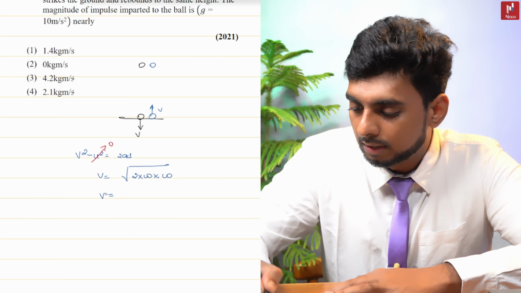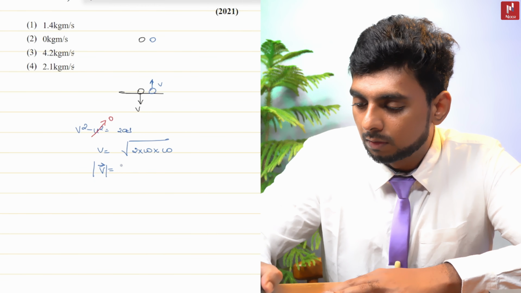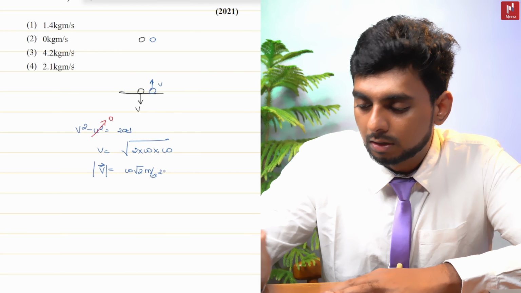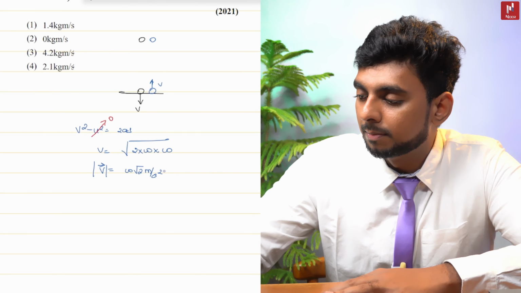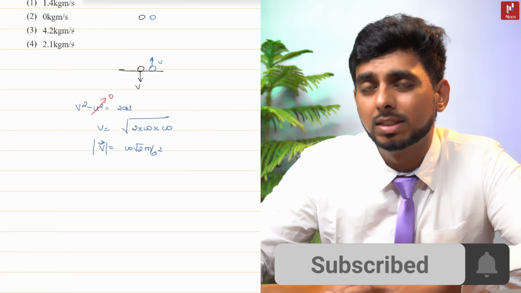If I plug in, you'll have the velocity. The magnitude of this velocity will be equal to 10 root 2 meter per second. It should be clear. Now I've just got the magnitude of that particular velocity. What I need to find is actually the change in momentum.